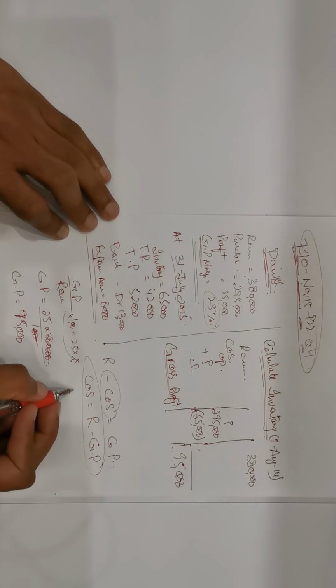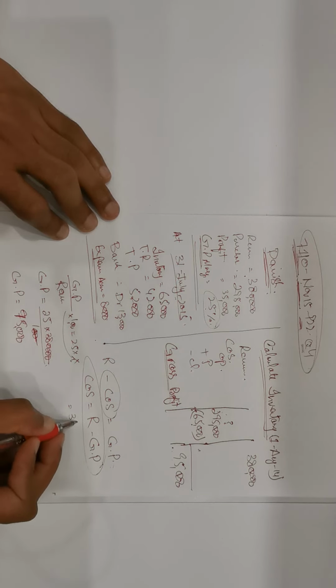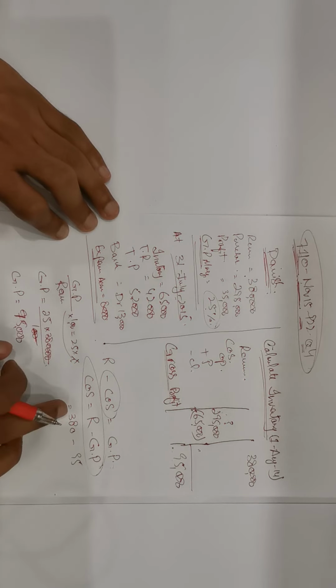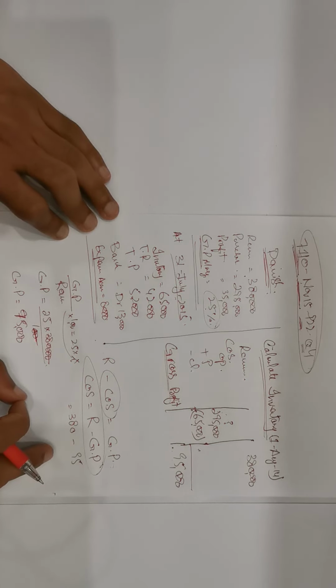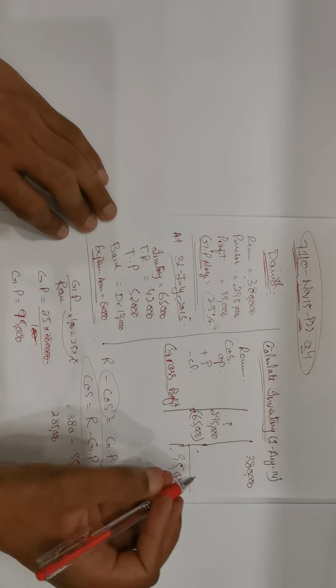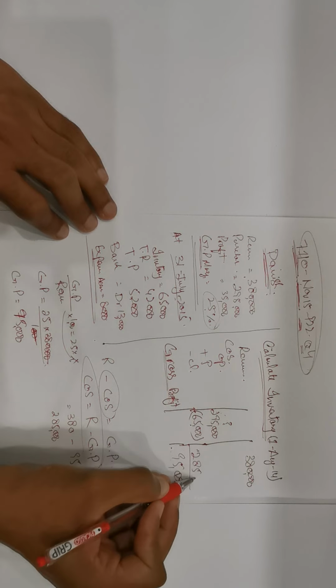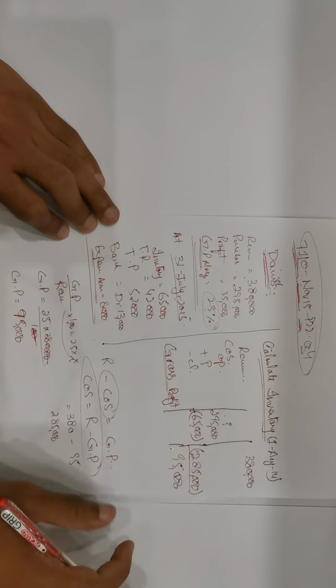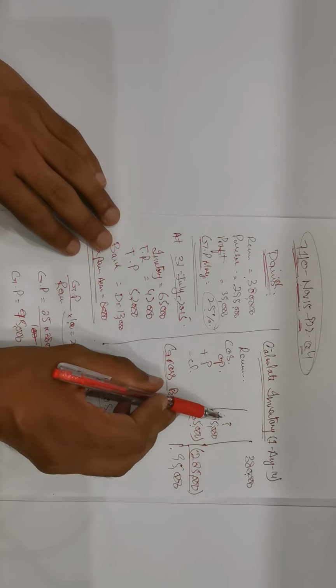Now the cost of sales is unknown, but revenue is 3,80,000, and the gross profit is 95,000. 380 minus 95, what do I have is 2,85,000. Now 2,85,000 is my cost of sales. Now still I have cost of sales, but I do not have opening inventory.